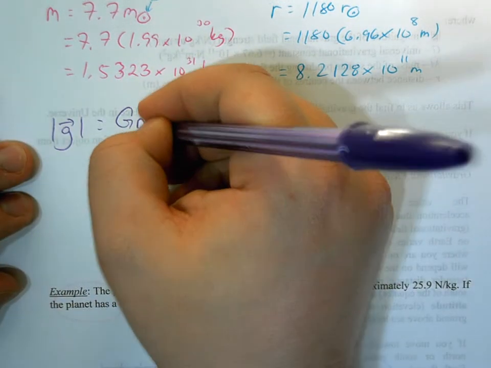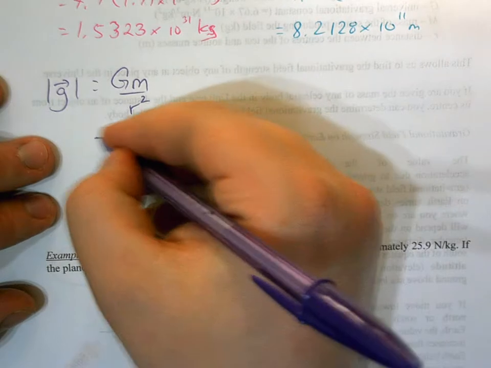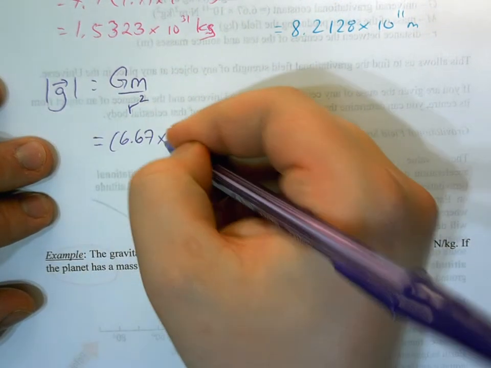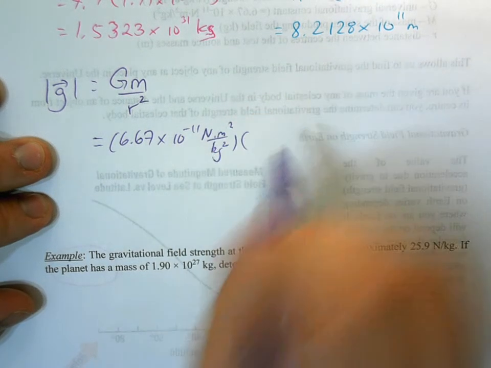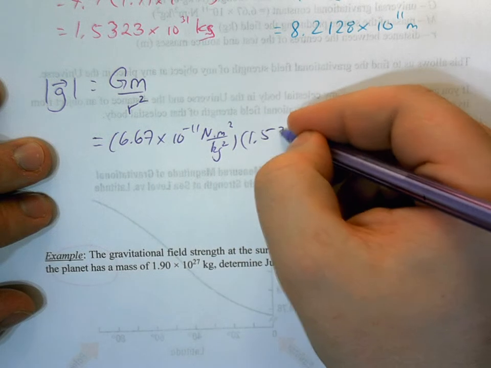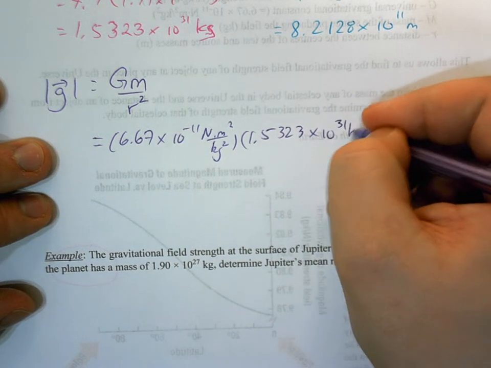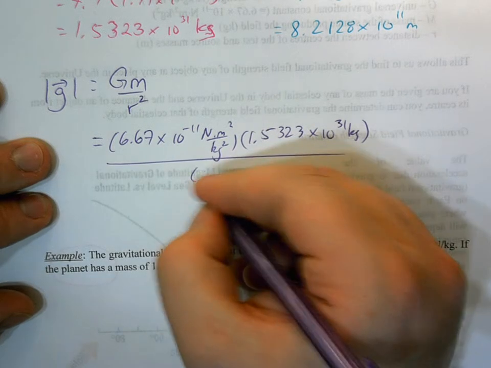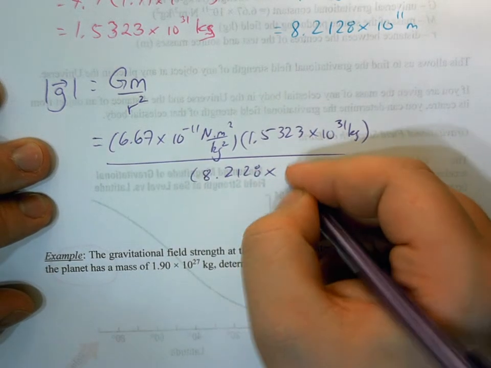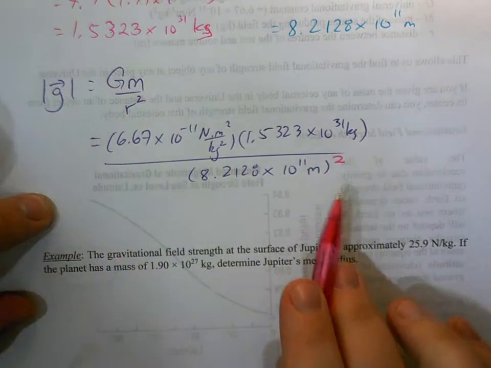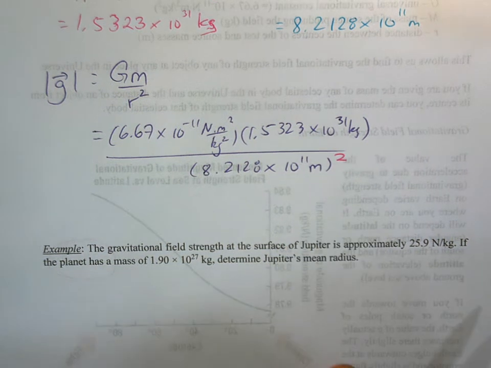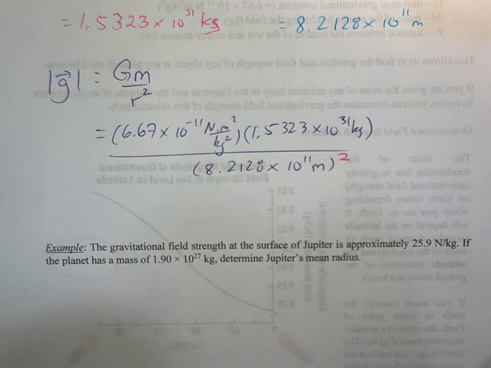So we just have GM over r squared. We're going to have 6.67 times 10 to the minus 11 newton meters squared per kilogram squared, that mass of 1.5323 times 10 to the 31 kilos, and then we're going to divide that by this 8.2128 times 10 to the 11 meters. And the big thing, don't forget, r squared, so do not forget that squared there. That will definitely change your answer. So we are going to divide this by that.